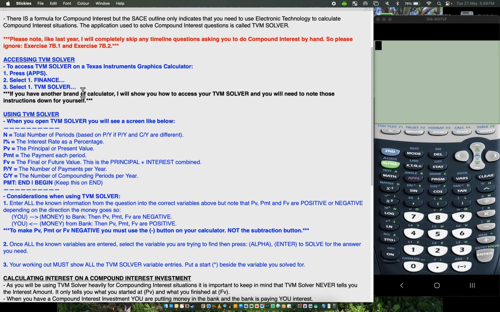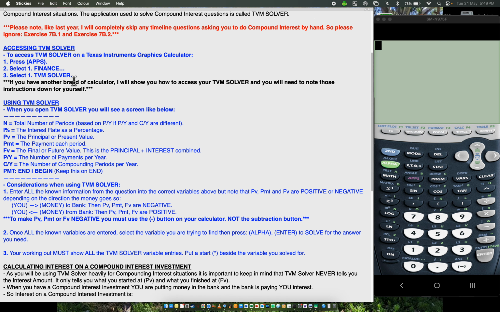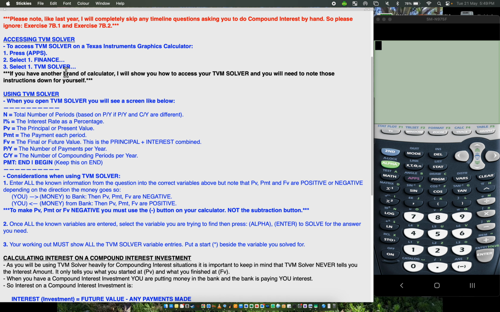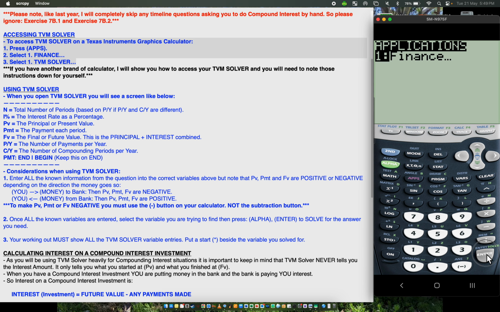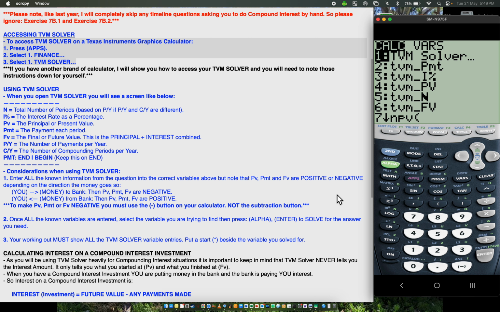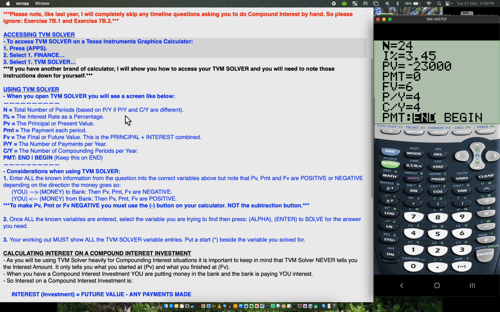7b2. So the first thing that you should note down, you should go on your cheat sheet if you don't remember how to do it, although you're going to hammer this so much that you should just remember it. How do you access TVM solver? On a Texas Instruments graphics calculator, you press the apps button. It is in purple here. Apps, you select 1, finance, press enter, and then you select 1, TVM solver.